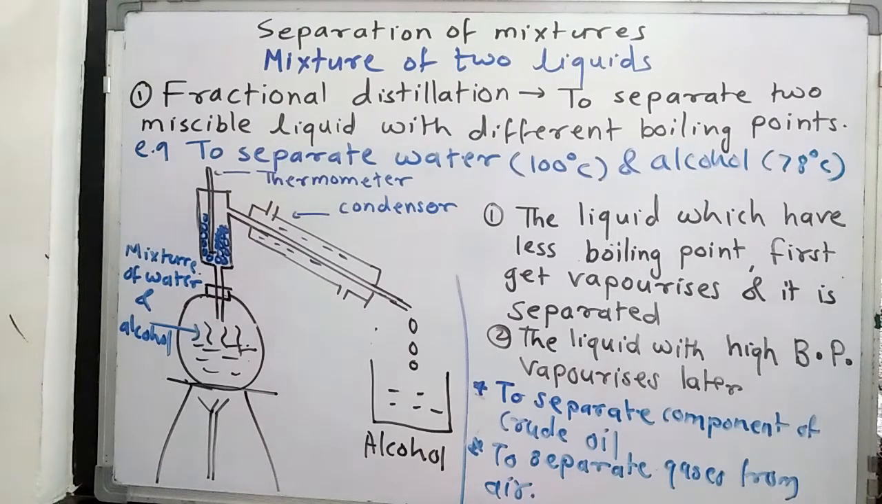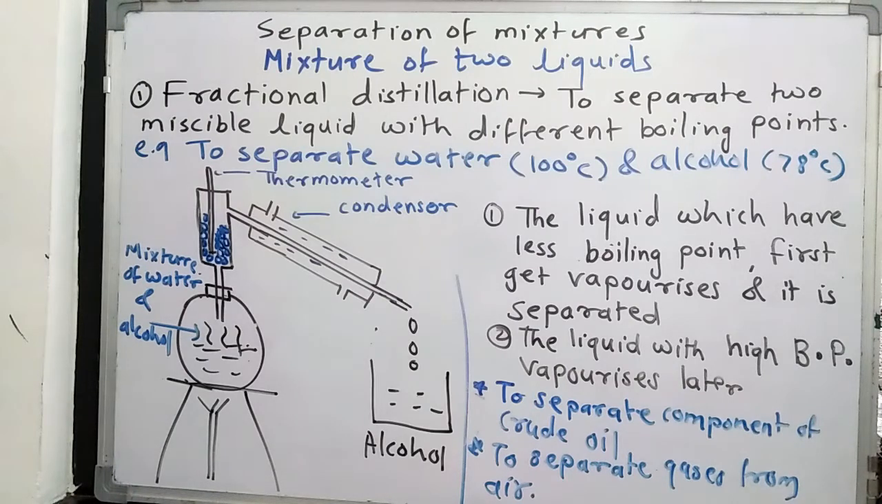Okay, like water and alcohol. Then this method is also used, second use, for the separation of the components of crude oil. Crude oil means petroleum oil. So we can separate kerosene, diesel, petrol from the crude oil. And this method is also used to separate the gases from the air.